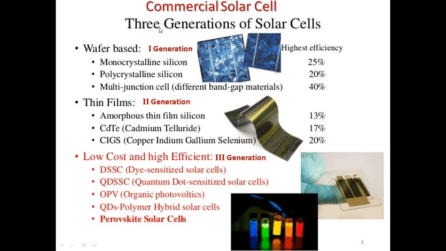This was the first solar cell that was implemented commercially, which was based on wafer technology, in which silicon was used as the basic material. The first solar cell that was available commercially was the monocrystalline silicon solar cell, which was able to give an efficiency of about 25% now. Then we have the polycrystalline silicon solar cell.